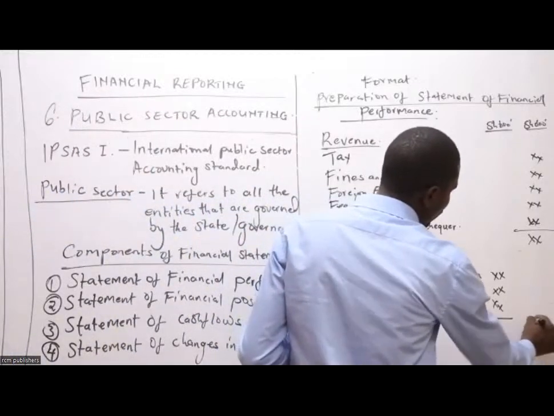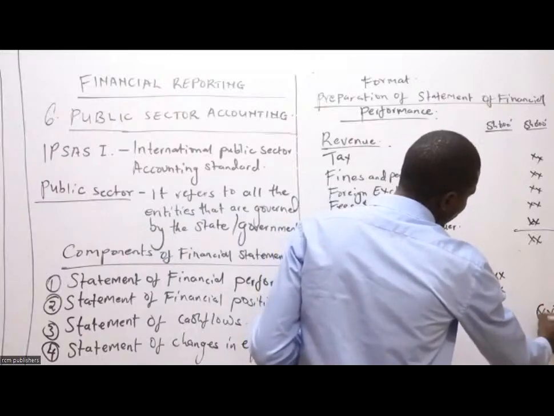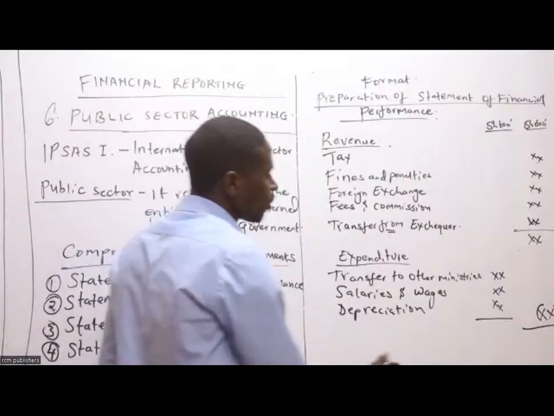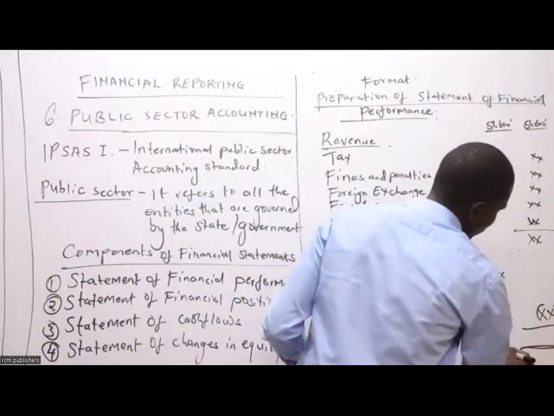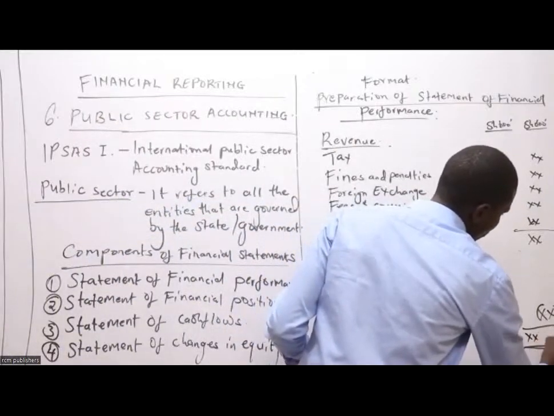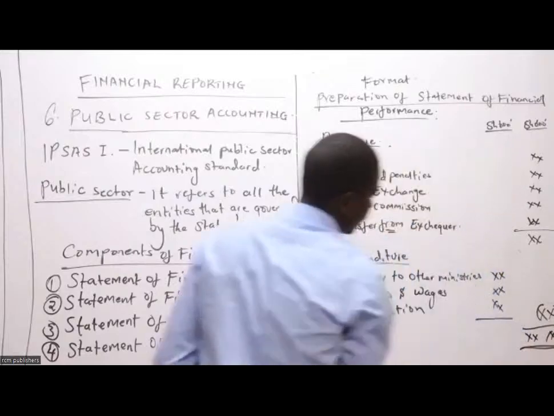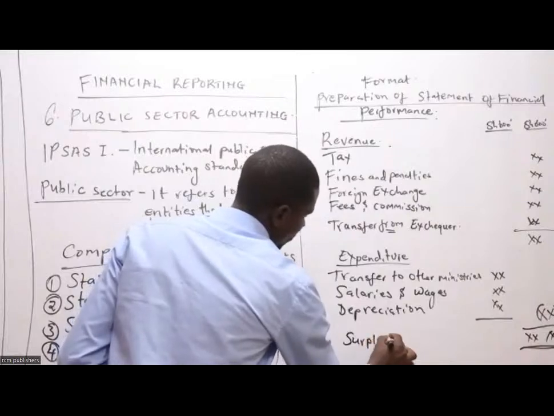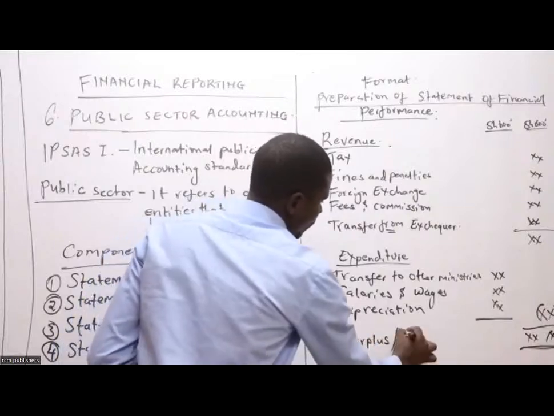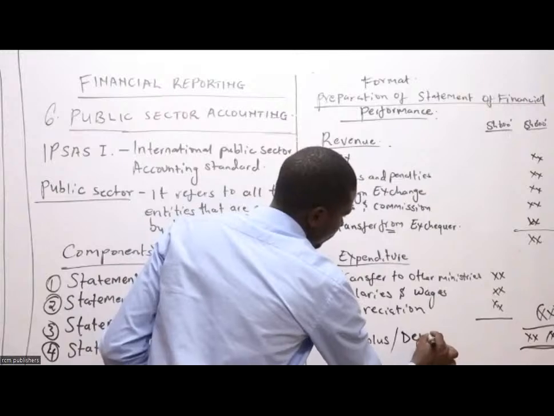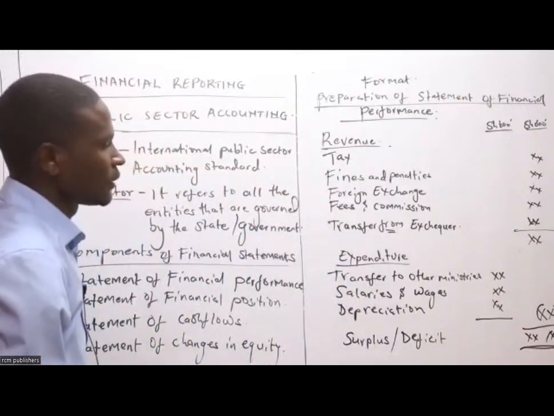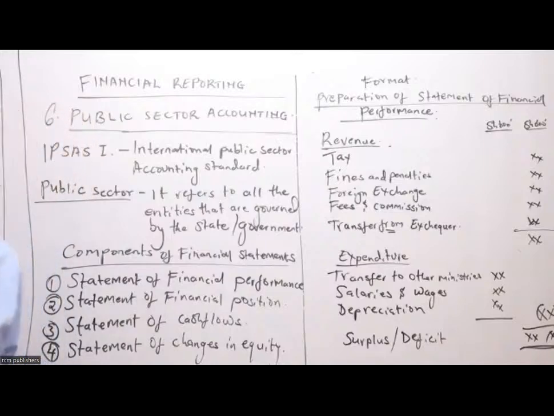So let me wind up this. So the total revenue less the expenses, and we say that the result may be either positive or negative. If it is positive, it is called a surplus. If it is negative, it is deficit.